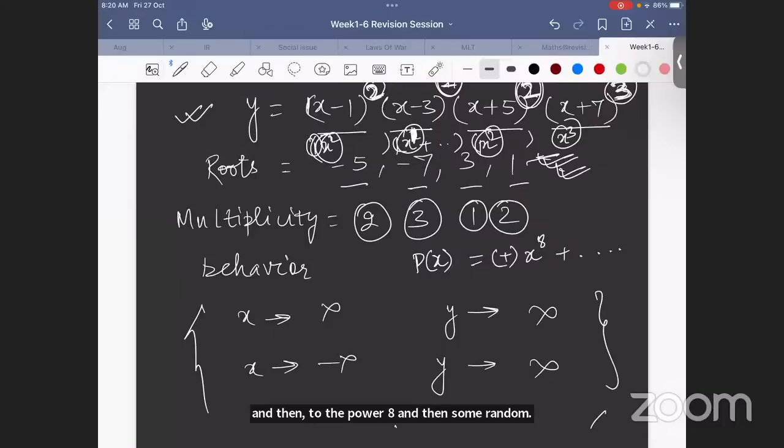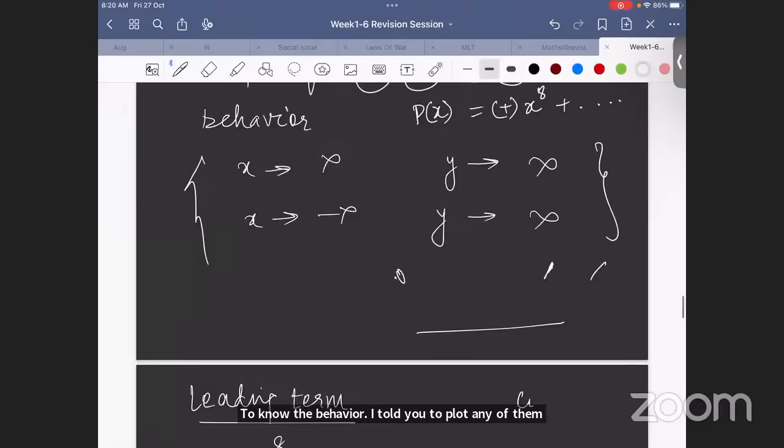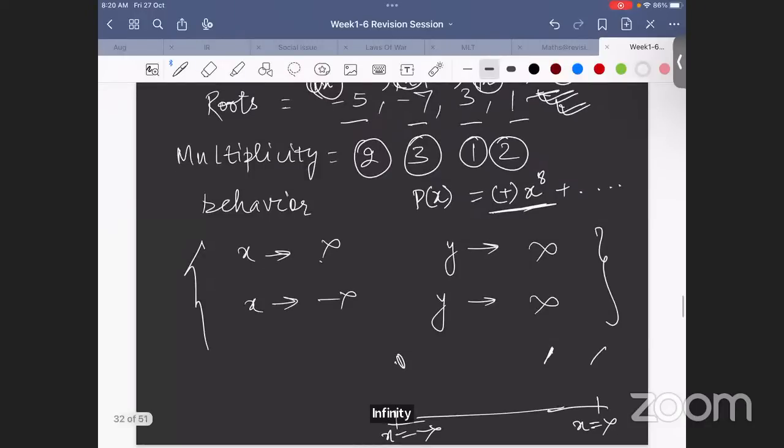To know the behavior, I told you to plot any of the equations. You should first know how it starts and how it goes. You should know at x equals infinity what is the value of that polynomial, and at x equals minus infinity what is the polynomial value. If you put x equals infinity in this polynomial, you will get infinity. And if you put x equals minus infinity, again infinity.